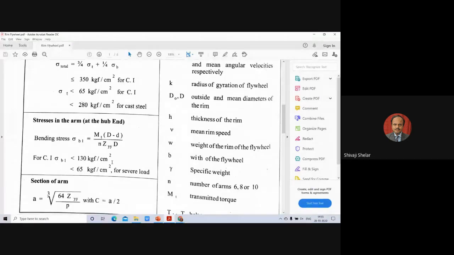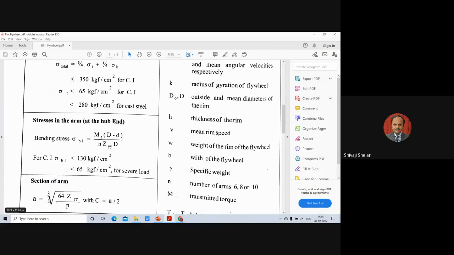Now since again we are going to use the factor of safety here, we are going to reduce this value by 130 by 7.5 for design, and that value we are putting here. We are determining the section modulus required for that arm, the ZYY value required for the arm, and based on the ZYY value, we can determine the cross section size A, that is the major axis length. A is the major axis of that elliptical arm.